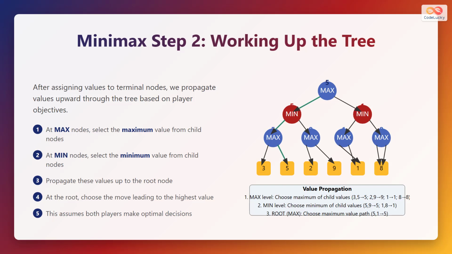For example, in the illustration shown, the values are being propagated upwards, finally leading to the root node. The optimal path, which is the sequence of moves that leads to the best outcome for the maximizing player given the opponent's optimal play, is highlighted.